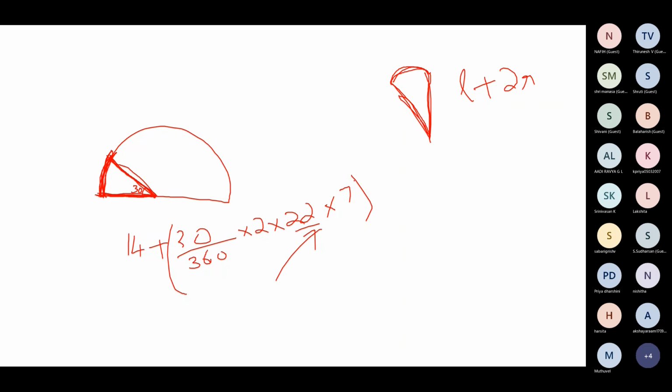So I've substituted the values. 3 1s are 3, 30 12s are 360, and here 2 1s are 2, 2 6s are 12. Then 11 and 3. So it's 14 plus 11 by 3. Please take the LCM and then you should get 42 plus 11, 53 by 3. So I think Harshita's answer is right. 53 by 3.